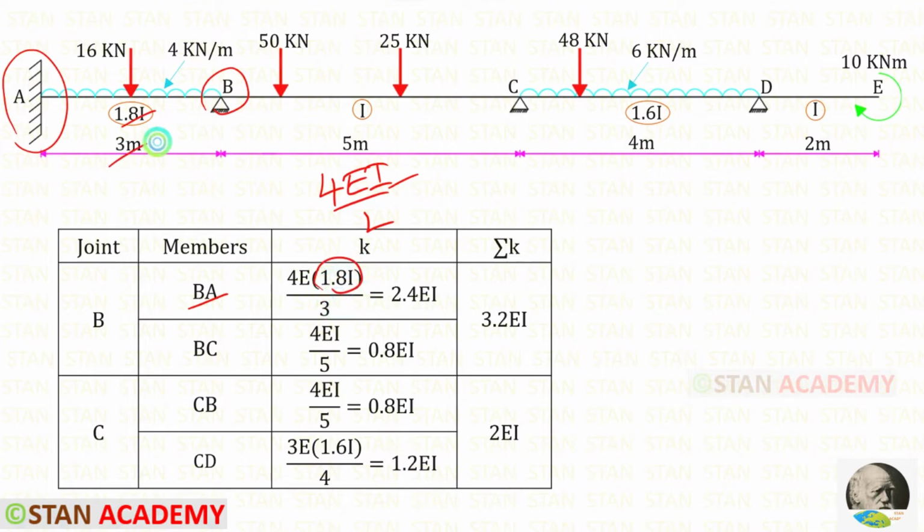Length of BA is 3. Let us apply that. For the stiffness of BA, we will get 2.4 EI. Now let us find the stiffness for BC.